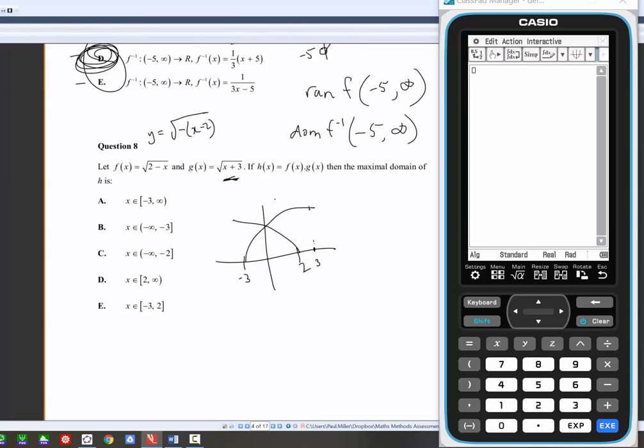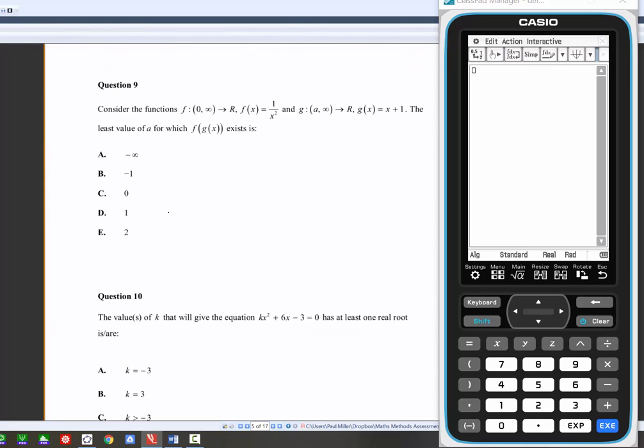But g of x doesn't have anything to multiply because f of x isn't true there. So it's actually only going to be able to multiply the functions together between these two values where they both can produce a value. So it's actually going to be between -3 and 2 where it can actually produce a resulting function. So therefore, that is going to be the domain of h of x.